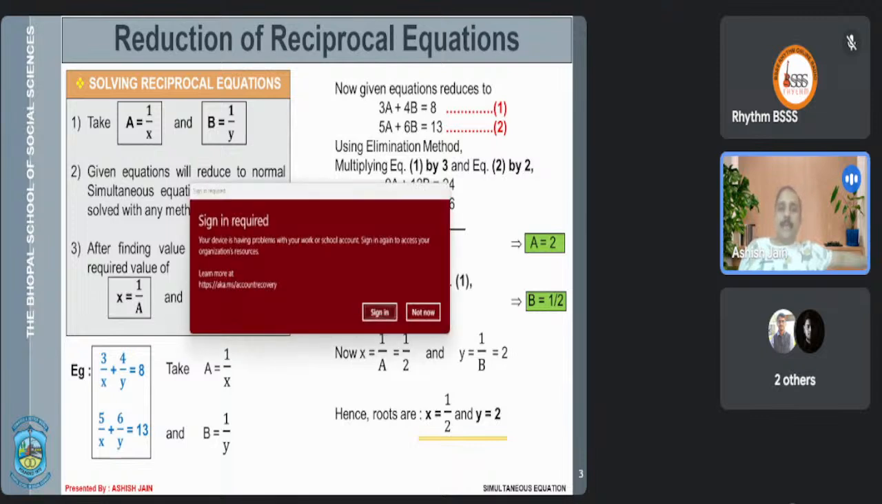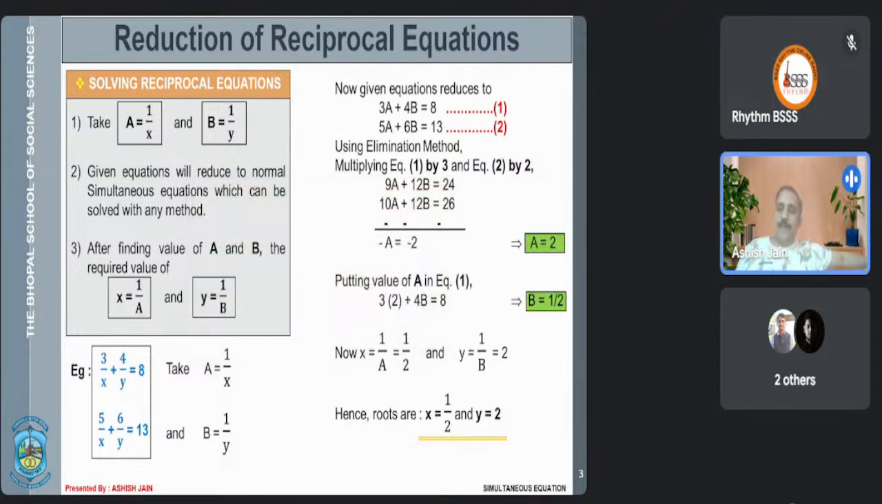So मेरे को मिलेगा 9a plus 12b is equal to 24. I'll get 10a plus 12b is equal to 26. ठीक है. So now what we'll do, we have same coefficient, same sign. So we have to subtract one equation from the other. Subtract करेंगे तो आ जाएगा 9a minus 10a, which is minus a. Plus 12b minus 12b cancel हो गया. 24 minus 26, I'll get the answer as minus 2. That means the value of a is equal to 2.